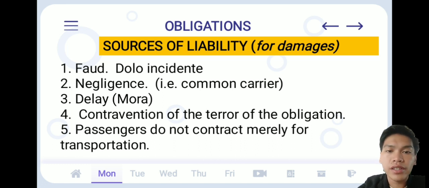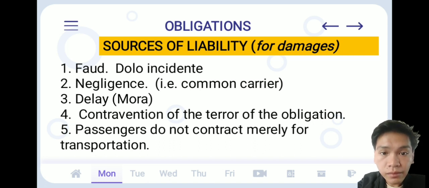Next is the contravention of the tenor of the obligation, which is the violation of the terms and conditions stipulated in the obligation. Contravening the tenor of the obligation in Article 1170 of the Civil Code includes any illicit act which impairs the strict and faithful fulfillment of the obligation, or every kind of defective performance.